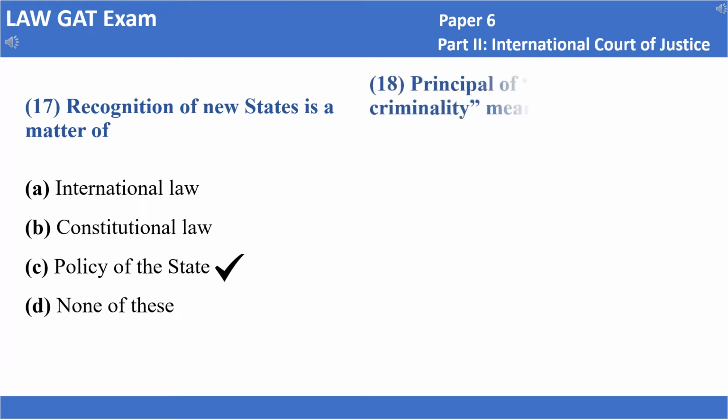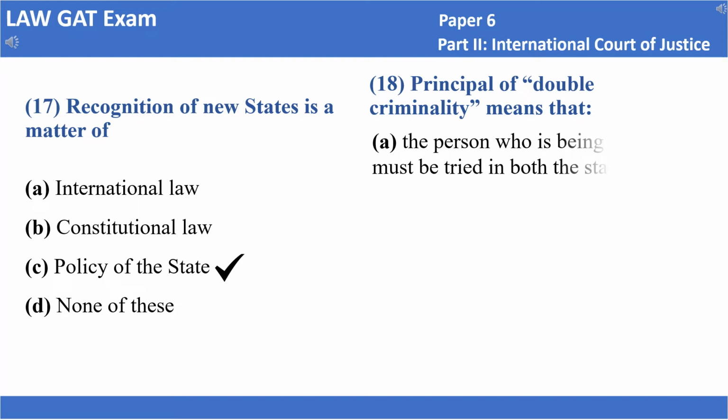Principle of double criminality means that? Option A, the person who is being extradited must be tried in both the states.